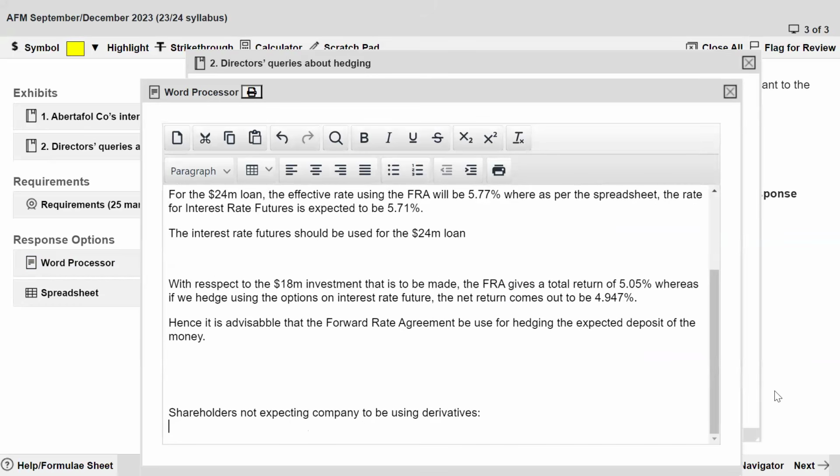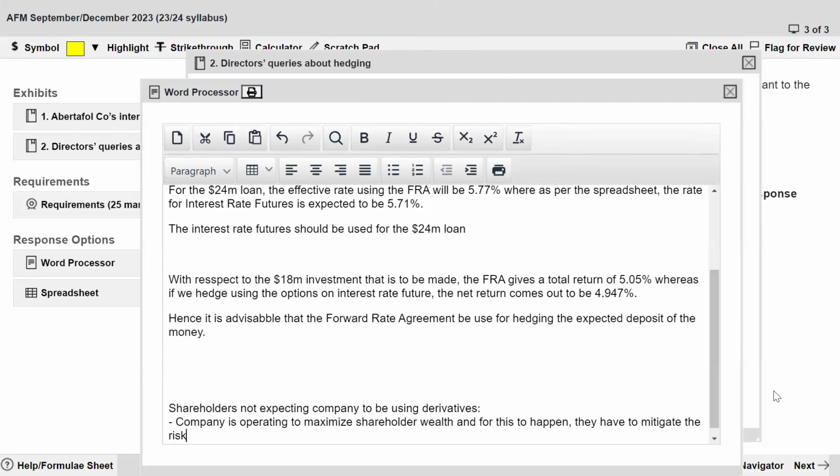The very simple answer to this is that the company is operating to maximize shareholder wealth, and for this to happen they have to mitigate the risk they are facing. Derivatives help in mitigating risk if used appropriately.